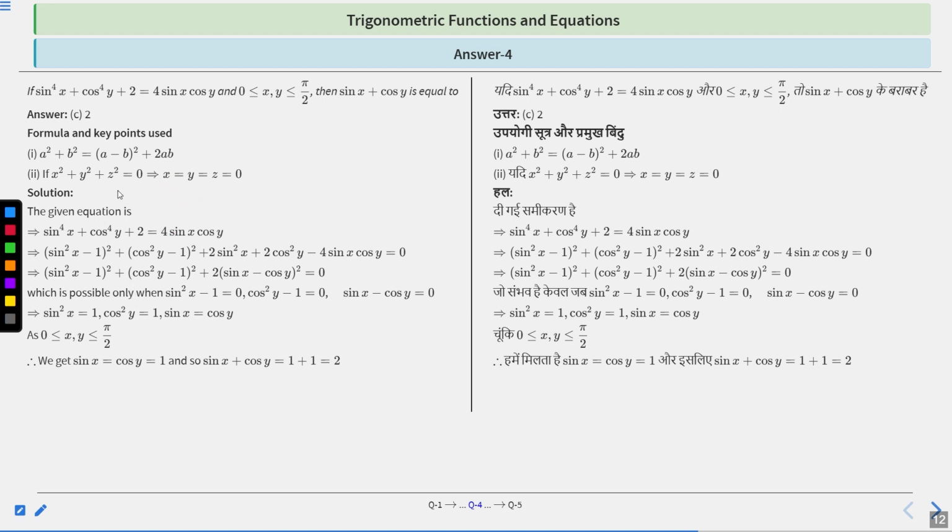The given equation is sin to the power 4x plus cos to the power 4y plus 2 is equal to 4 sin x cos y. Now, when you move 4 sin x cos y to the left hand side, you can apply the formula a square plus b square is equal to a minus b whole square plus 2ab. And this 2 can be written as 1 plus 1, right? Therefore, sin to the power 4x plus 1 is basically a square plus b square, in which a is sin square x and b is 1, right?